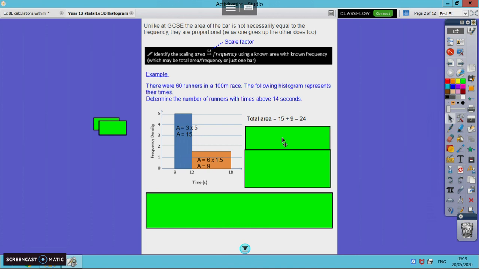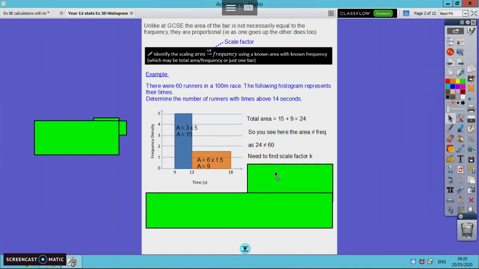So you can see here for sure that the area of the bar is not equal to the frequency, because obviously 24 is not equal to 60, whereas at GCSE the area would have been equal to the frequency. So the area would have been 24 and the frequency would have been 24. But here at A level, it's not. So firstly, we've got to find that scaling factor that multiplies 24 by a number to get to 60. So we've got to find that scale factor K. So the area times K gives you the frequency.